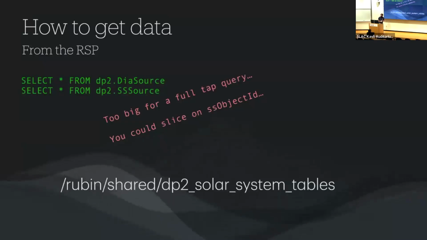So I made a file that I've been using for my personal science, which is the merged DIA source and SS source tables, and placed it in the shared directory on the RSP. I find this extremely convenient. It is just fetching the Rubin DP2 data. It's about 5.4 gigabytes. You can load it very happily in a 32 gigabyte instance on the RSP. And if you want the merged DIA source and solar system source data, I recommend you look in that directory.